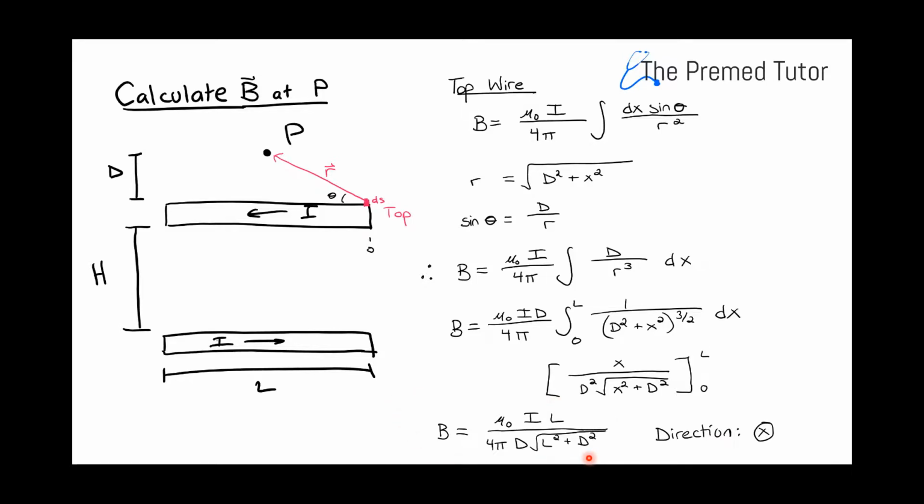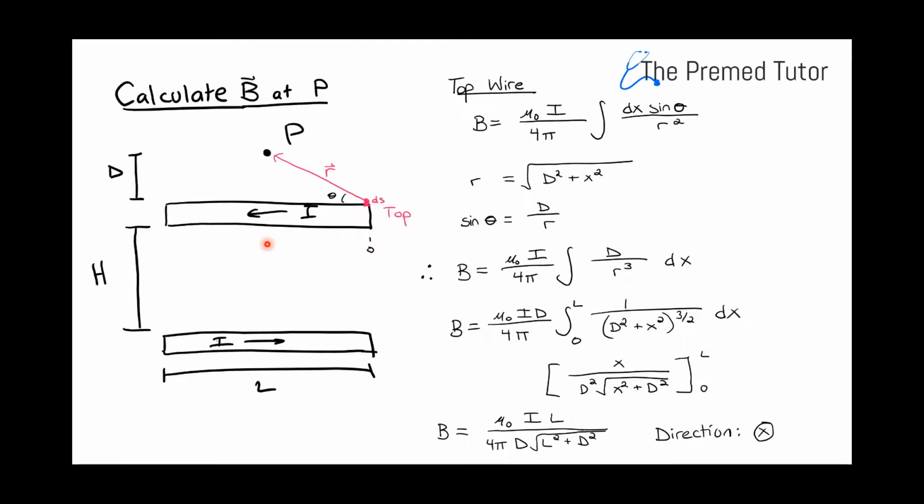Now, remember, this is only the magnitude of the magnetic field. We're also interested in direction. So this is where the right-hand rule comes in. If we look back at the diagram, this top wire has current running towards the left. So what we do is point our thumb in the direction of the current.